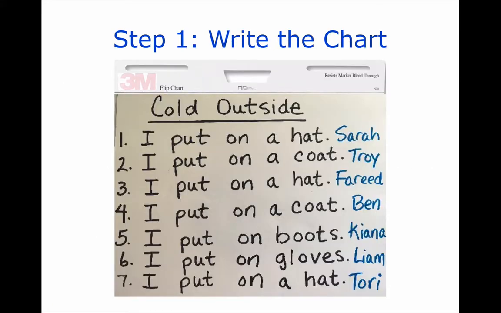During step 1, the group creates the chart together. Here is an example of a completed chart. The topic or title of the chart in this example is Cold Outside. The teacher selected the topic and title of the chart based on a theme being explored in the class during the week. Then, she selected the sentence stem, I put on.